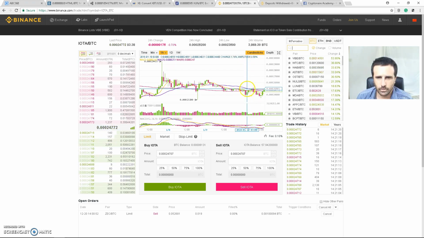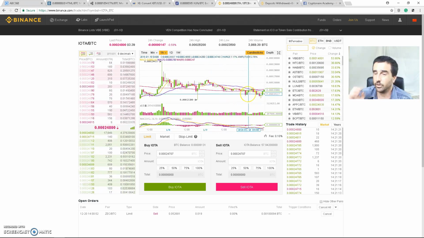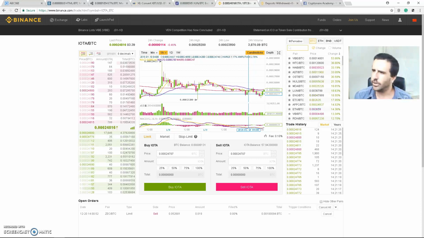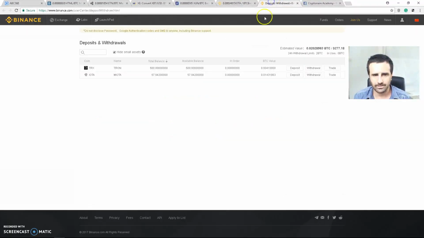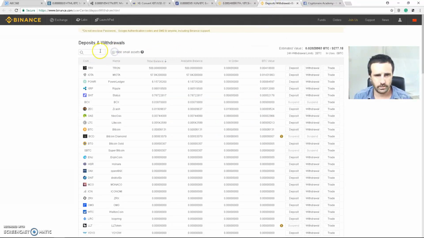Alright, so where was I? We're looking at IOTA here. Okay, so if you have cryptos on another exchange and you want to send them here, don't send Bitcoin. I wouldn't even recommend Ethereum. Find a currency which is on both and send that. For instance, Litecoin.